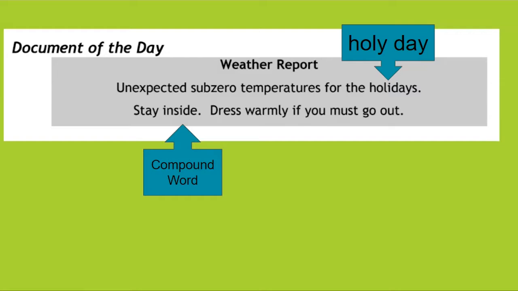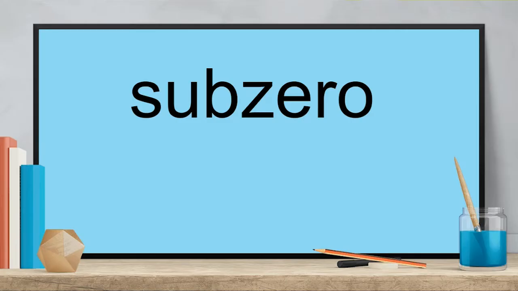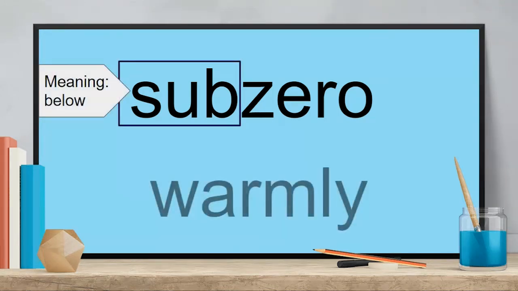So let's start here with the document of the day, and it has a lot of words that either have prefixes or suffixes or are compound words, and that's what we're going to talk about in this lesson. It says weather report, unexpected sub-zero temperatures for the holidays, stay inside, dress warmly if you must go out, which I think is pretty hilarious considering that on our holy day of Mardi Gras, definitely Lundi Gras, it is going to be sub-zero. And sub-zero means below, right? So that's a common prefix.